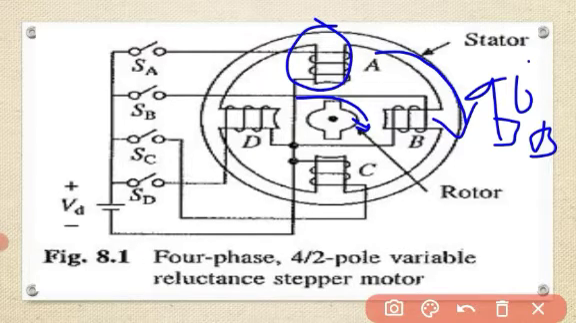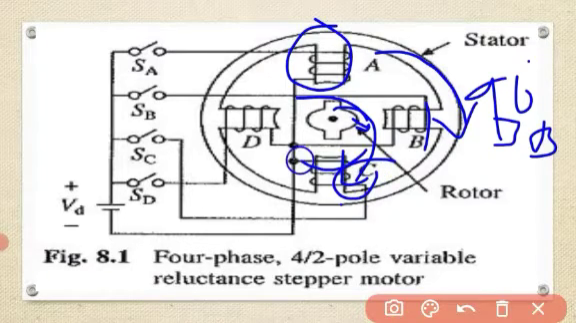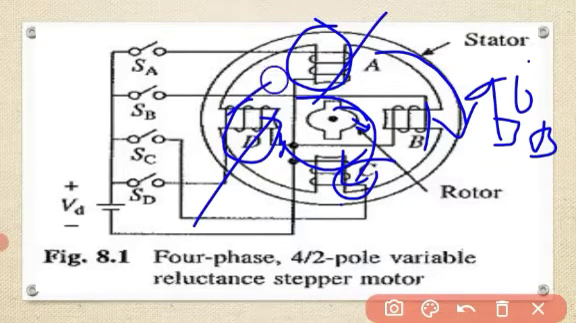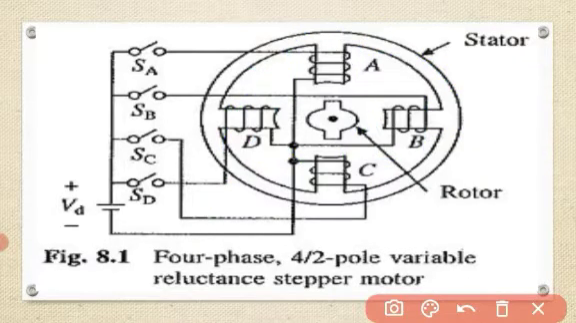Now, if in the sequence A, B, C, D, A the rotor turns with a step of 90 degrees in the clockwise direction, what happens next? B is de-energized, C is energized. So again the rotor moves in this direction. Next step, de-energizing C, energizing D. What happens? The rotor rotates another 90 degrees. Next step, D is de-energized, A is again energized. So the rotor takes the position as shown in the figure now. I hope it is clear.